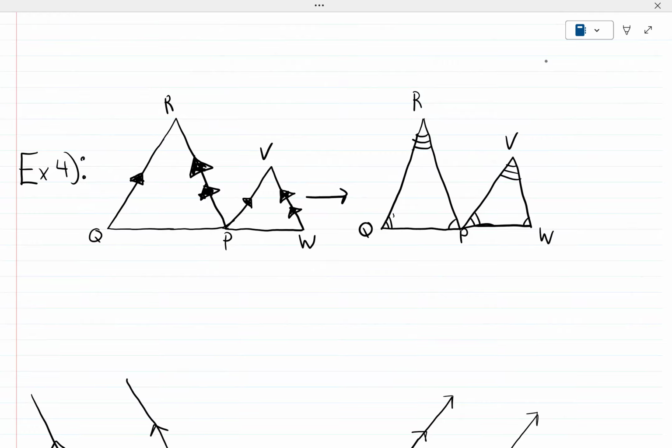You see, angle Q is congruent to angle P, and angle R is congruent to angle V. And then you also have the third one, but you just need a minimum of two, so I'm going to say yes. All right, so the reason is yes, AA similarity.